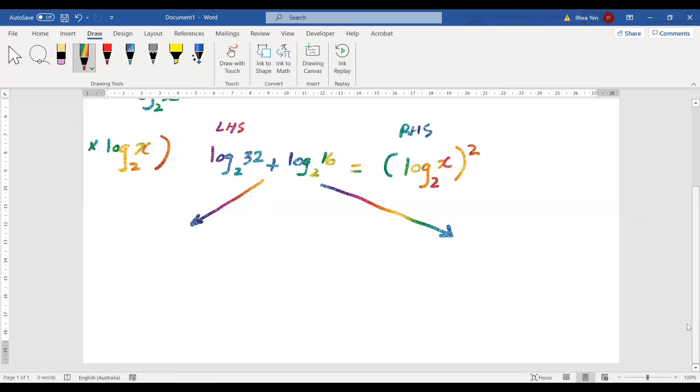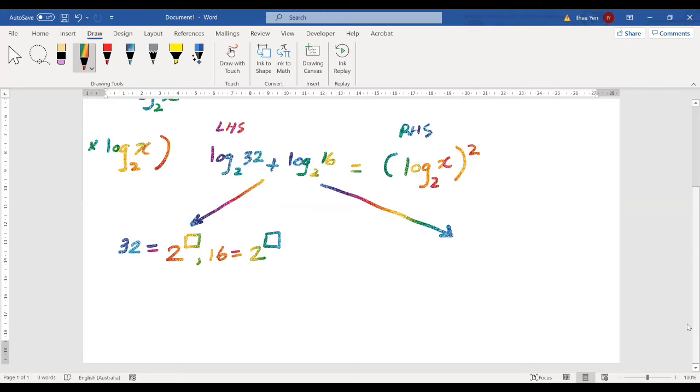So what I mean by that is 32 equals 2 to the power of something. I want to change that in terms of 2 to the power of something. Okay, and then I'm going to change the 16 the same. Why am I doing that? I'm looking to change this into log base 2 of 2 to the power of something.